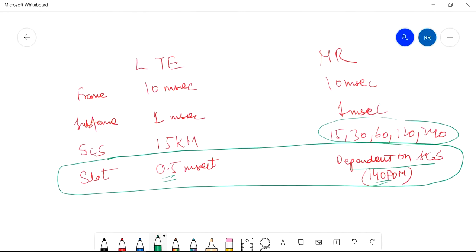So that's it. We will take further topics like fast HARQ and the ways to reduce latency, and the concept of quality of service, which is different from LTE in 5G. We will explain those things in our further sessions.